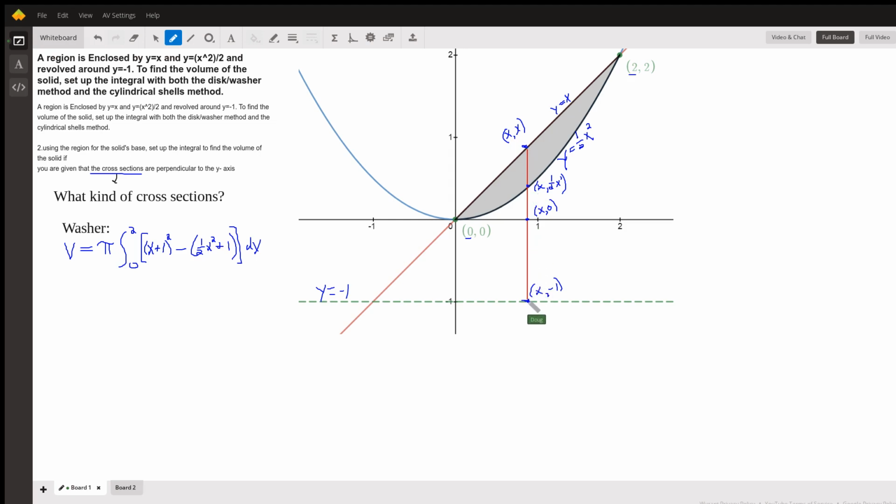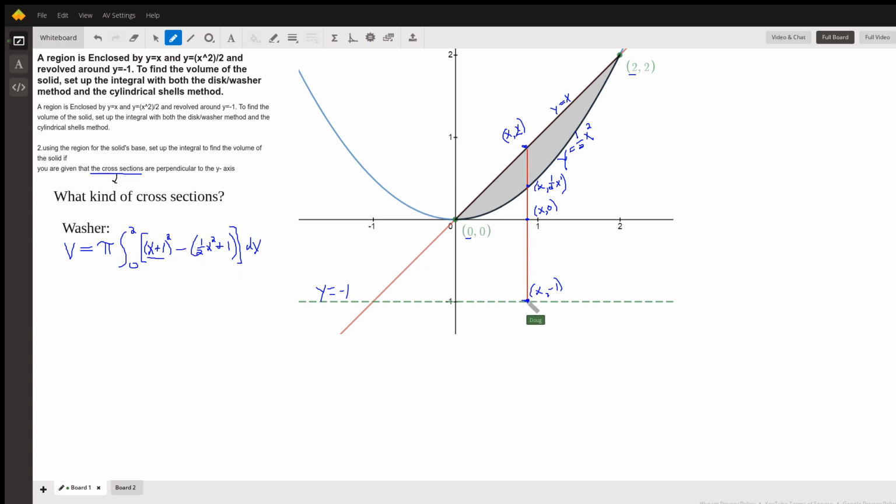Well, the outer radius is the distance from the axis of revolution to a point on the graph of the high function. So the y-coordinate of this point right here is x, because this is the line y equals x. So for each x, this height right here is x, and that's the y-coordinate. So the total distance is top minus bottom. x minus -1 is x plus 1. There's the outer radius squared.